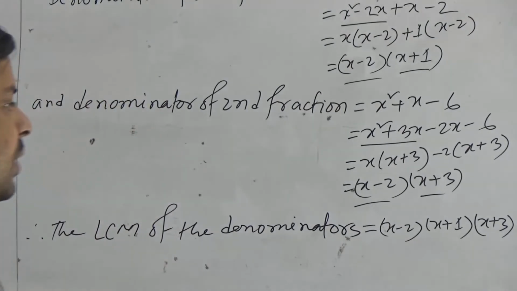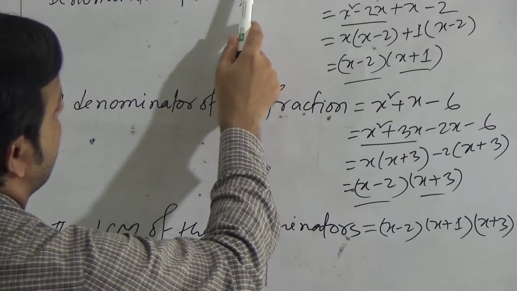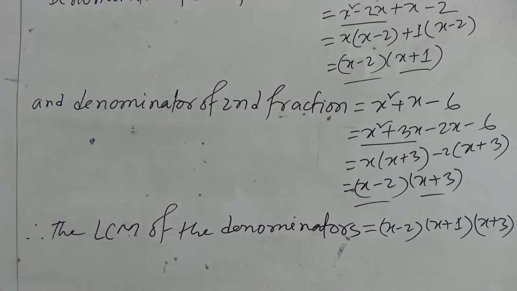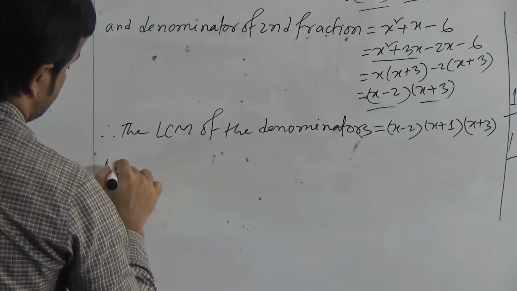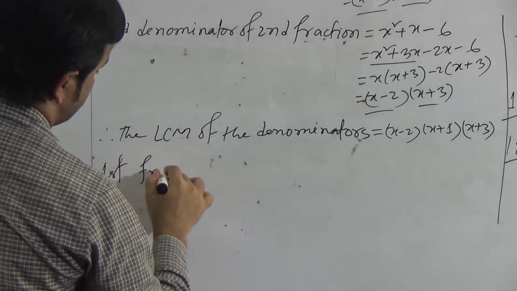Now the second rule is we have to divide the LCM by each denominator. Then we will get the quotient. We need to multiply both the numerators and denominators by the quotient. So we can write the first fraction here. First fraction.